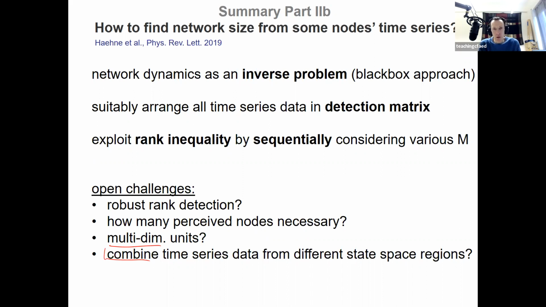And the question is, can you combine it, and does it improve your method? Can you actually reconstruct from different state space regions where you cannot from any individual one given a set of data? That's a problem. Jose has presented progress last year only, and it looks promising, but it's not done yet.